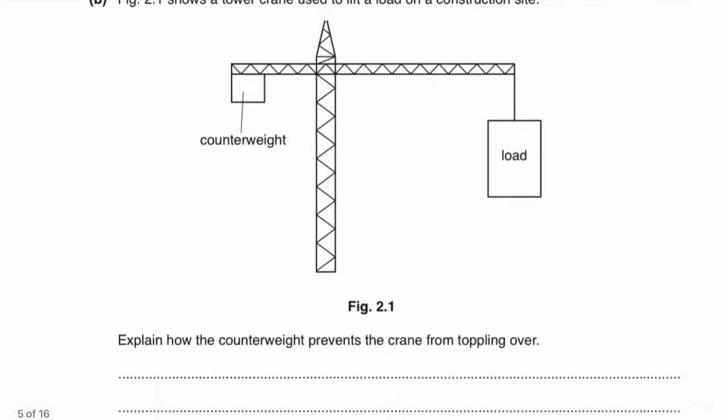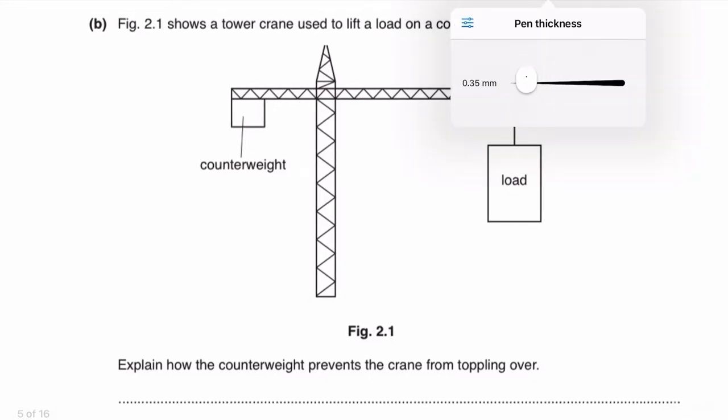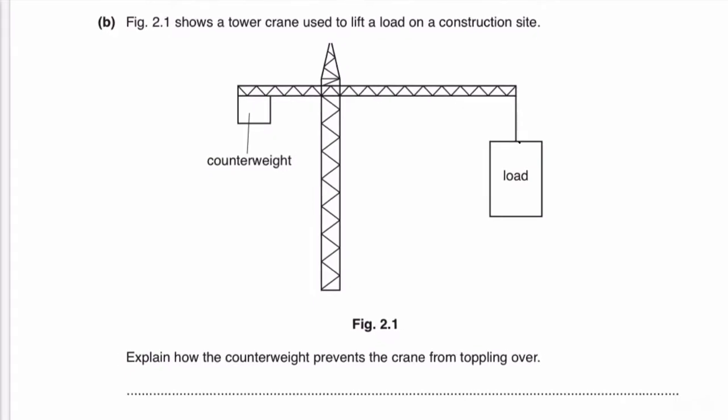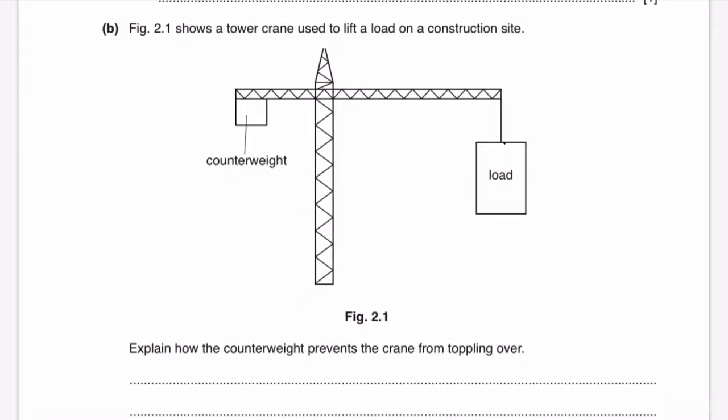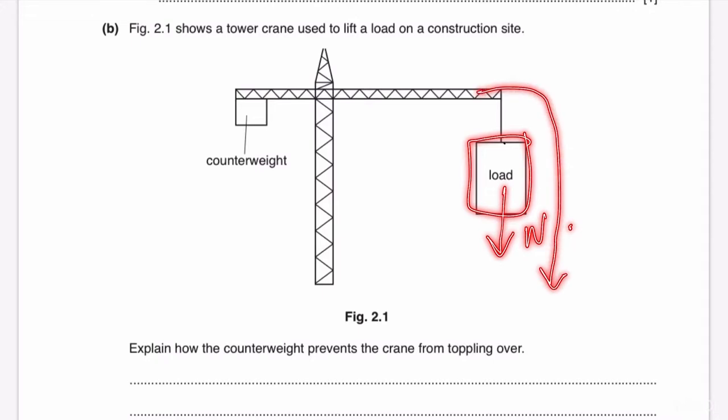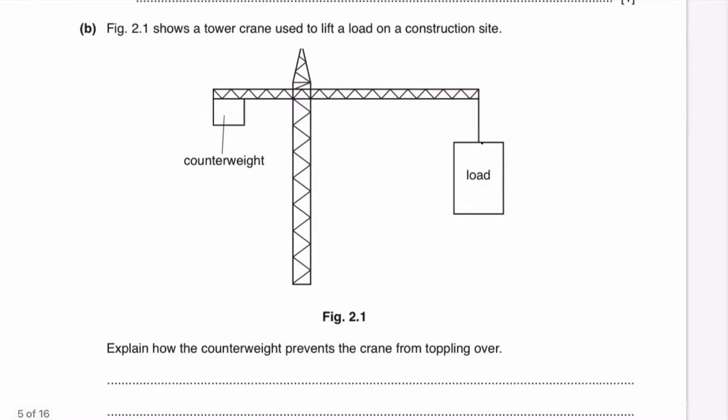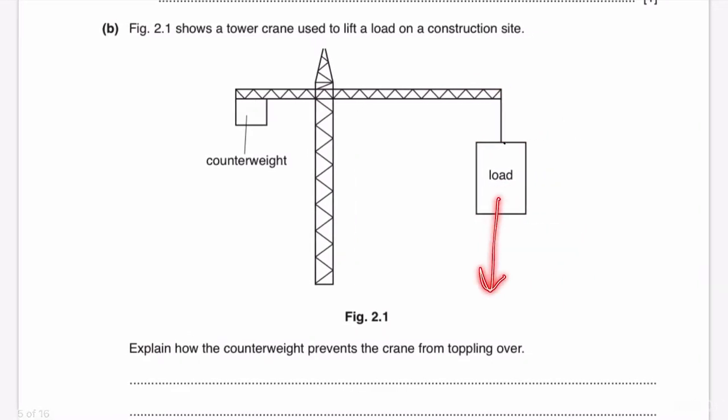Figure 2.1 shows a tower crane used to lift a load on a construction site. Explain how the counterweight prevents the crane from toppling over. Let me explain through the diagram. We have a load, and this load has a weight. This weight will pull the crane downwards. It produces a clockwise moment on the tower crane. So how do we prevent this from toppling over in a clockwise direction?